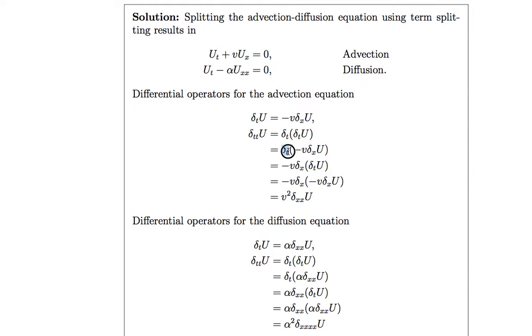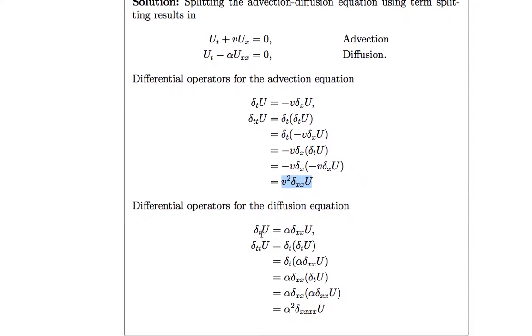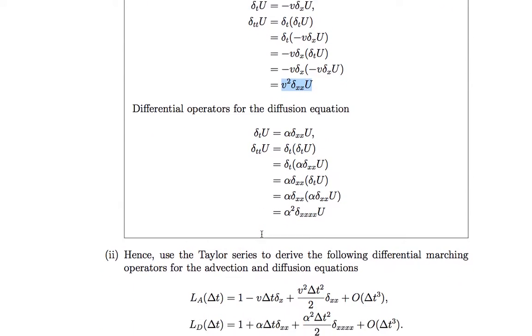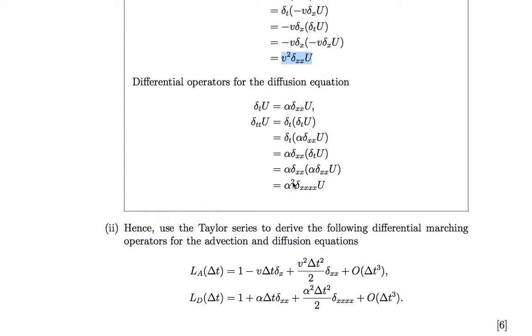Of course, the order in which you calculate derivatives doesn't matter, so I swap the order here. Then we've got another delta_t u, so again I take it from there and put it in, and eventually we get this term. So this is the double derivative of u with respect to t for the advection equation. Do similar for the diffusion equation, and we get this.